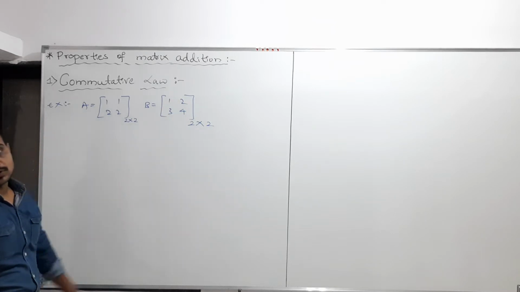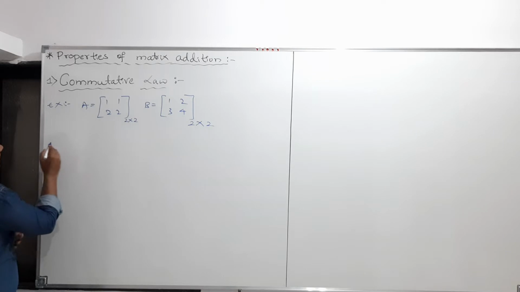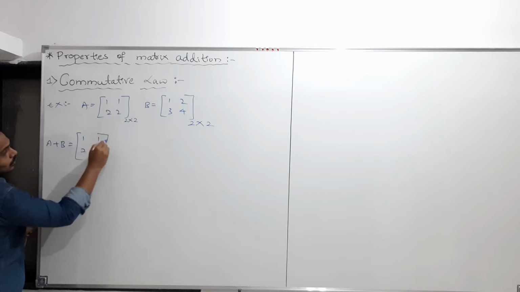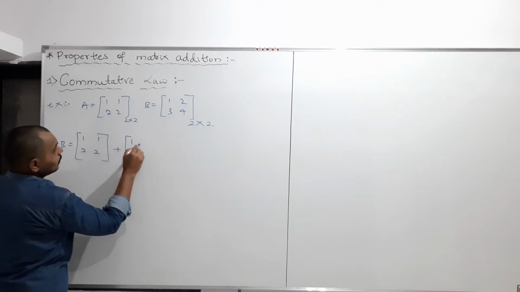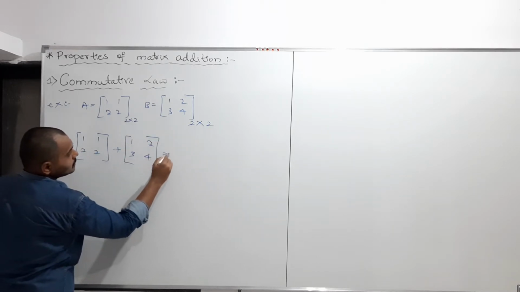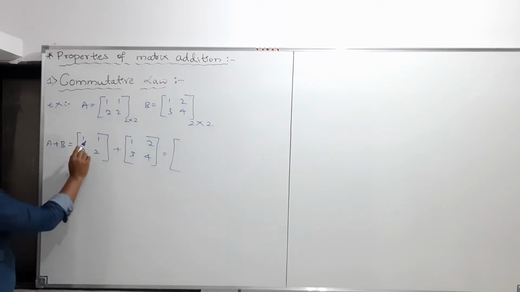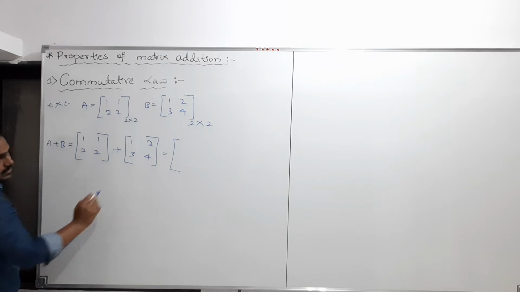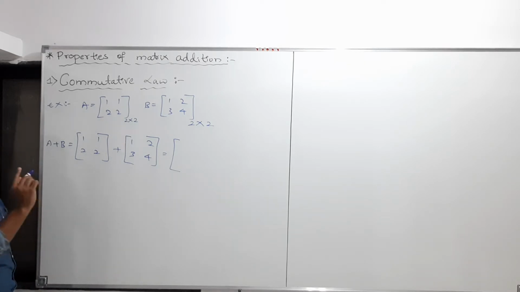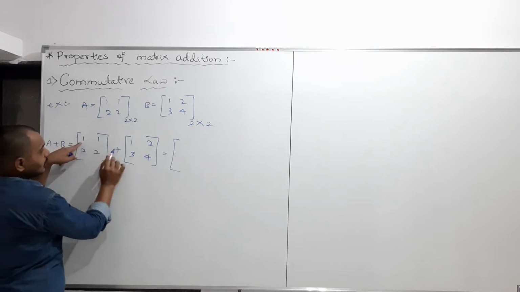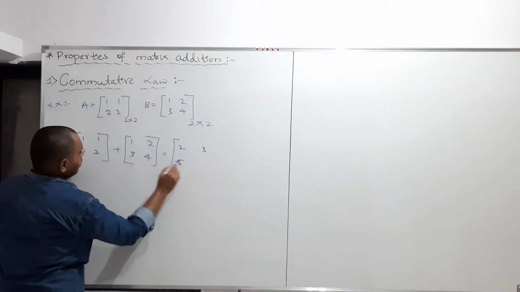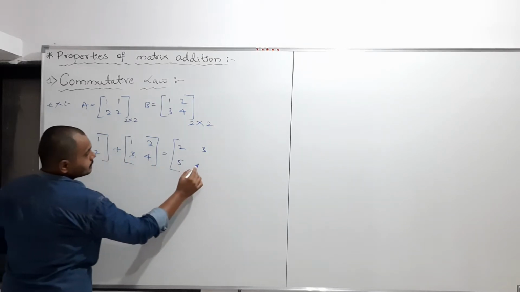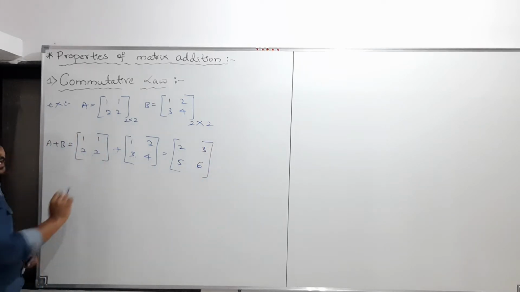Here, if I want to add, A plus B is 1, 1, 2, 2 plus 1, 2, 3, 4. Addition of matrices is done by adding the corresponding elements. Therefore 1 plus 1 is 2, 1 plus 2 is 3, 2 plus 3 is 5, and 2 plus 4 is 6. My dear students, this is your A plus B value.